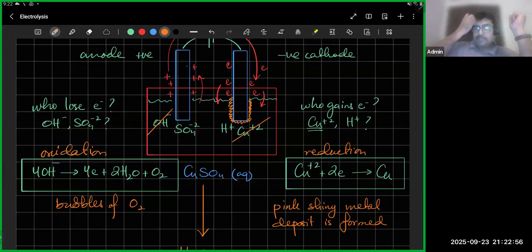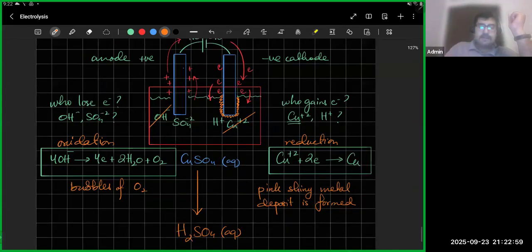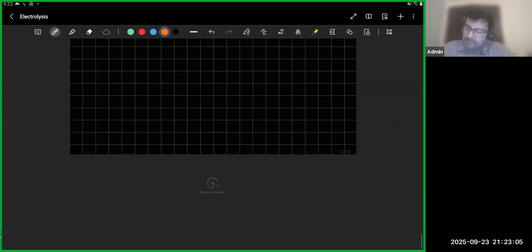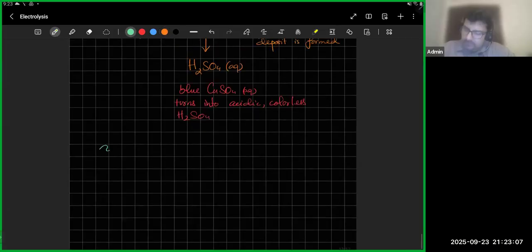They're going to ask you about the observation. You should know that copper is a pink metal. So I'm going to write a few things about observations, if they ever ask you. You should know what the colors are and what you have to write when it comes to observations.